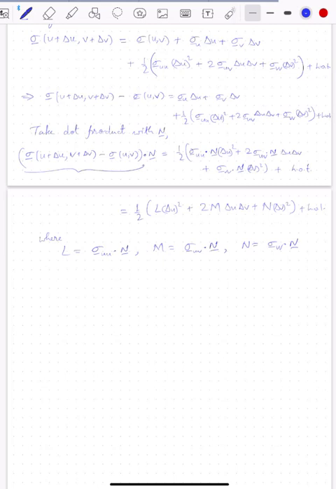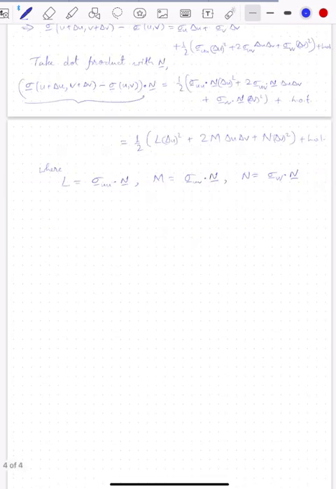So with this, what we understand is that we can easily express the deviation just in terms of three new coefficients.